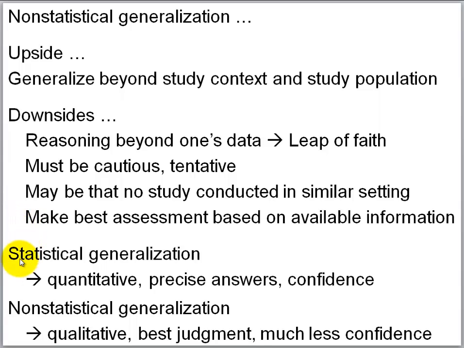So if I were to sum this up, statistical generalizations are made within one's data. They're quantitative. Basically, they provide reasonably precise answers, or at least answers within the limits of the confidence interval. And you can make these in general with considerable confidence. On the other hand, non-statistical generalizations are qualitative. They are in essence best judgments or best guesses, and you need to be tentative with these and recognize that you could be wrong.